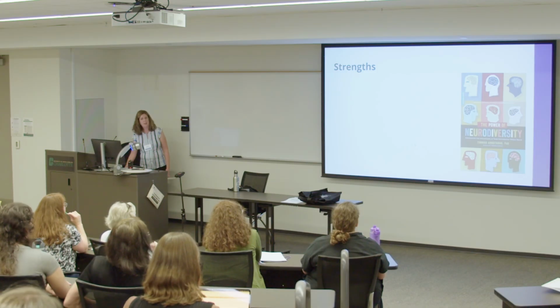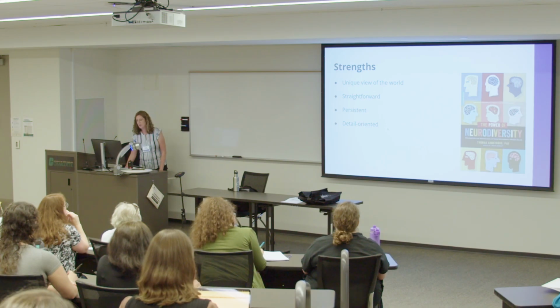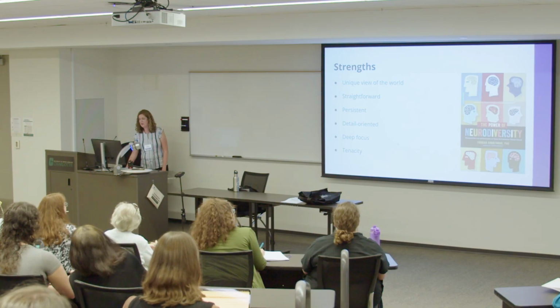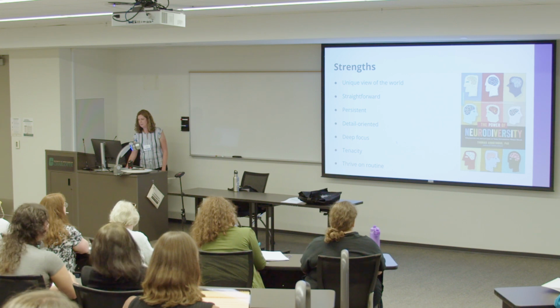So the strengths, though, of somebody who is on the autism spectrum is that unique view of the world. Very straightforward. A lot of times it's hard to get a clear answer out of somebody, but somebody on the autism spectrum will often just tell you what they're thinking. Persistence, and these sound like stereotypes. It's not everybody who's on the autism spectrum, but these are some of the things that people on the autism spectrum may have traits of. So persistence, very detail-oriented, that deep focus, and tenacity, just sticking with something. So those are all strengths that could go along with autism spectrum disorder, and thriving on routine.